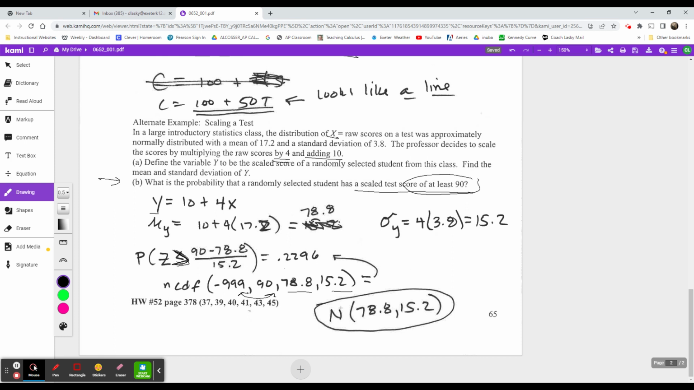Now, this notation right here is not that big of a deal. This is normally distributed with a mean of 78.8 and a standard deviation of 15.2. So when you see this notation right here, that's all that means.